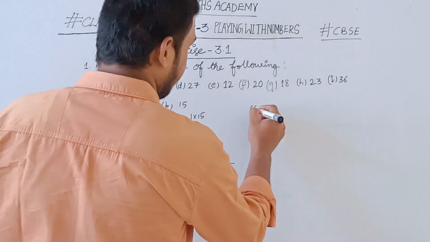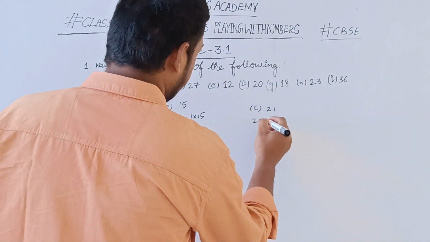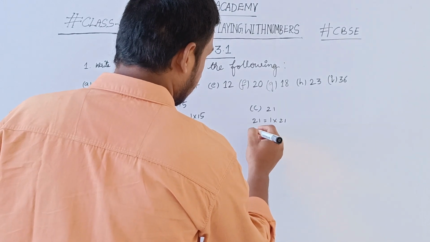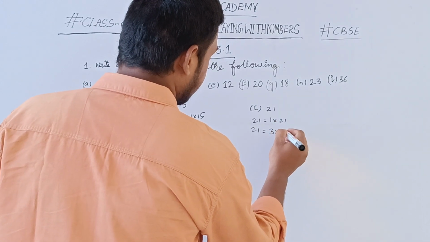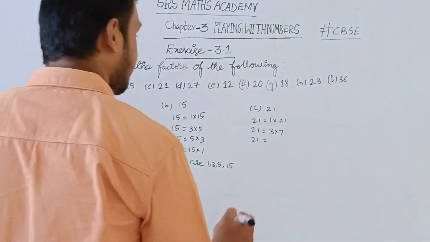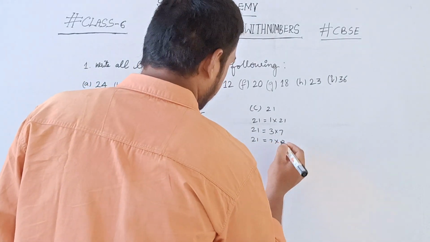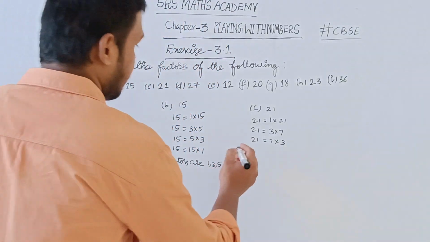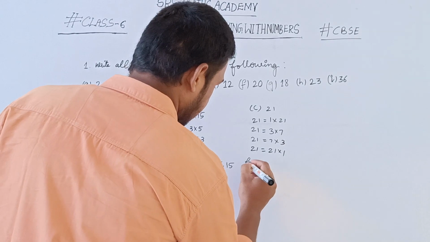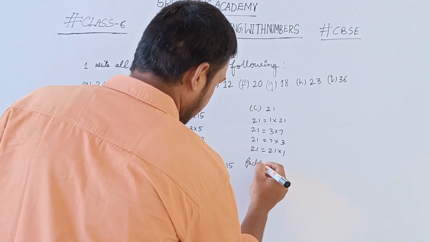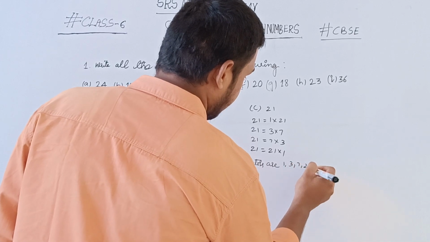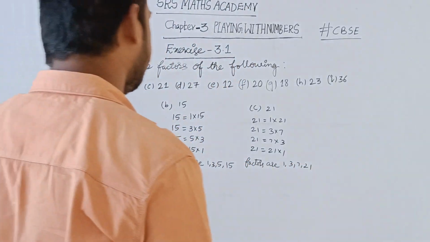Next problem is 21. So for the 21, 1 21s. 2 table not coming, 3 table, 3 7s are 21, 4 table not coming, 5 table not coming, 6 table not coming, 7 table, 7 3s are 21. So that's it, and again 21 1s. So factors are 1, 3, 7, 21. These four are the factors of 21.